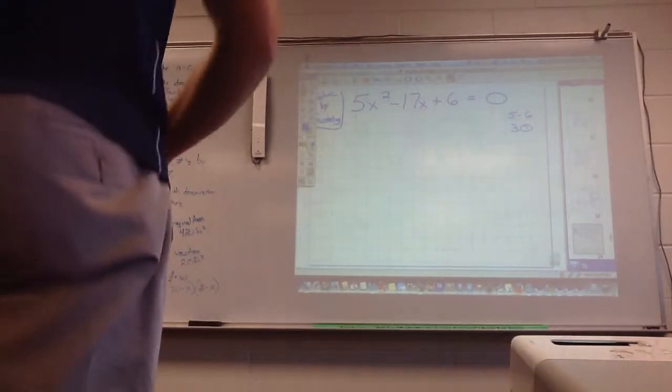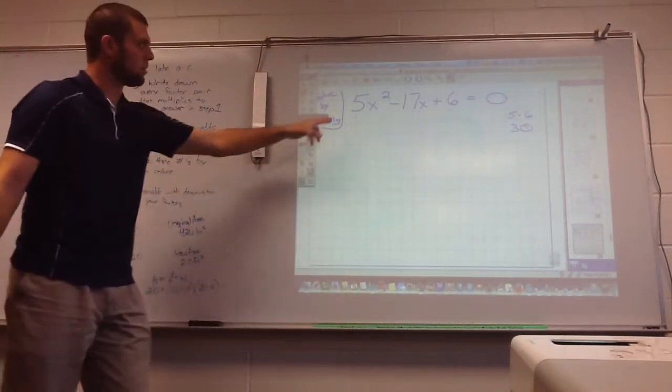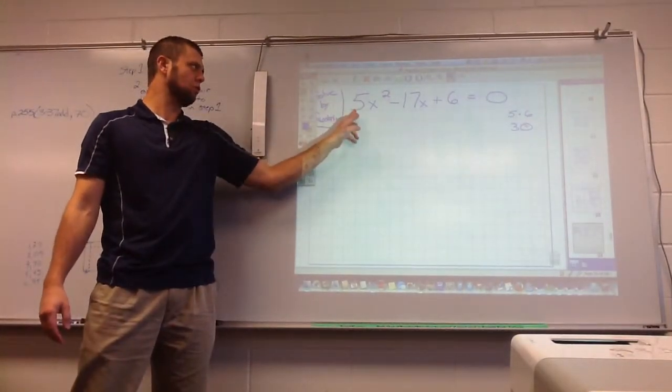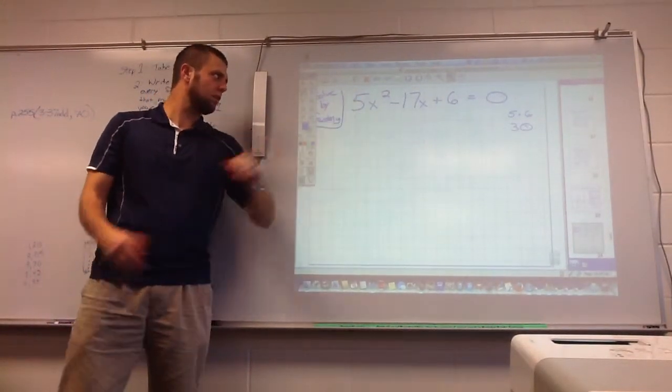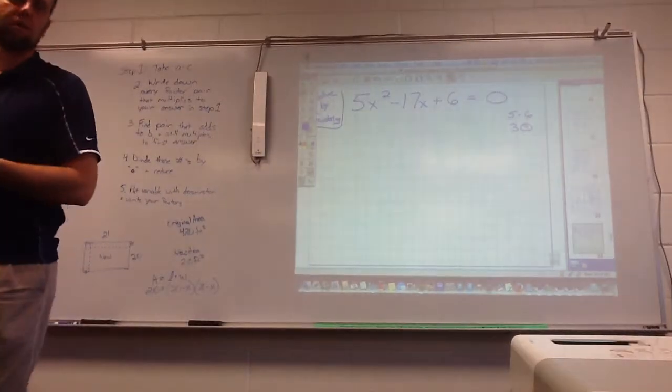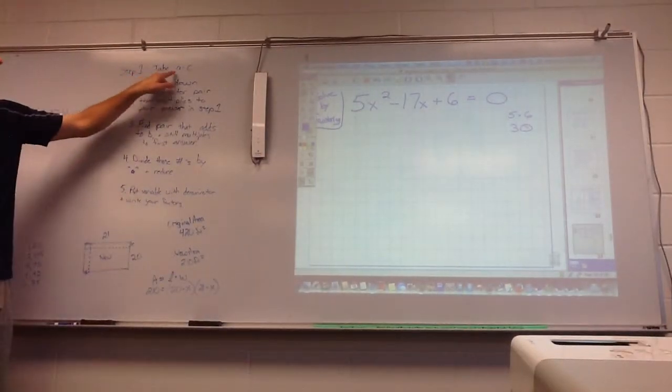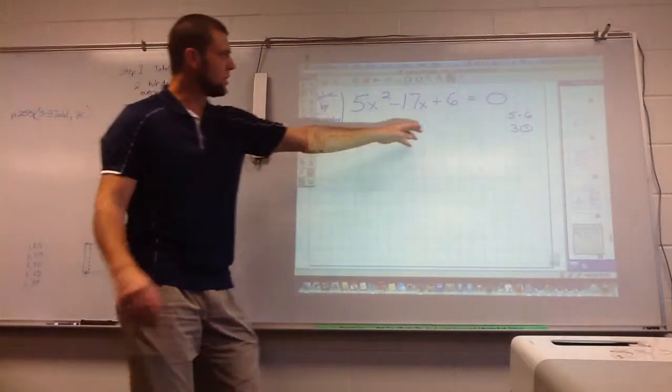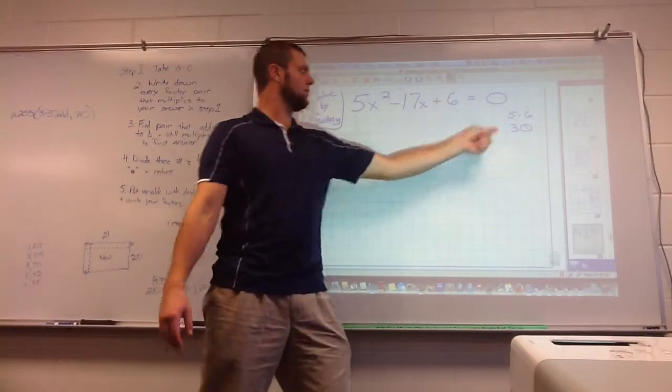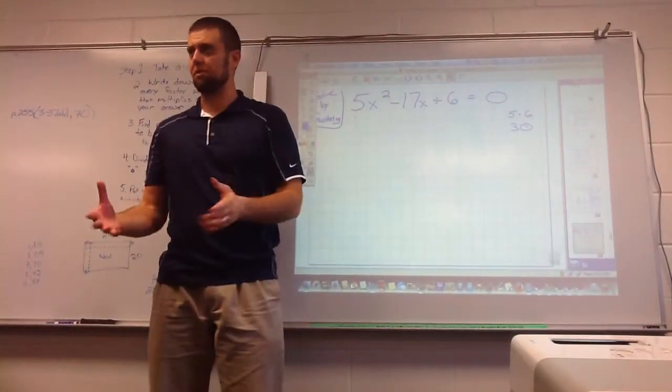Okay, this is a special factoring rule for when they give you a coefficient in front of the x squared that's not a 1. This always works. The first step was to take the a value times the c value. We did that: 5 times 6 gave me 30.